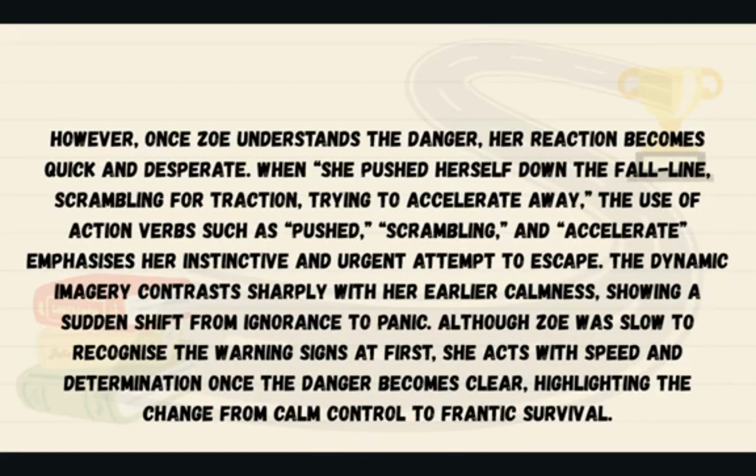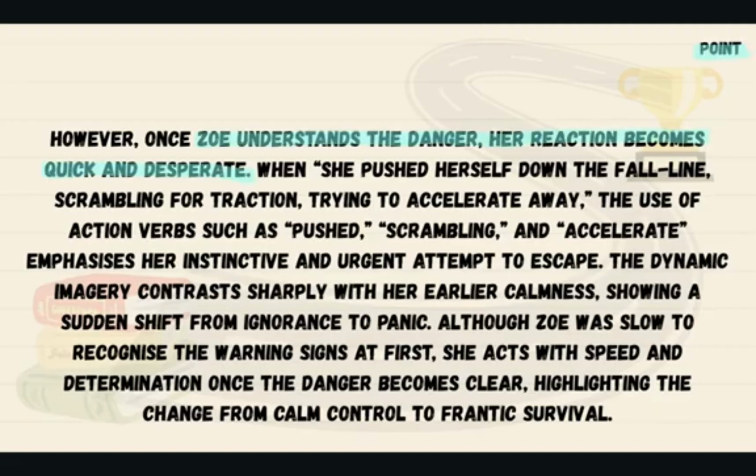Next paragraph here, I've said, however, once Zoe understands the danger, her reaction becomes quick and desperate. When she pushed herself down the fall line, scrambling for traction, trying to accelerate away, the use of action verbs such as "pushed", "scrambling", and "accelerate" emphasizes her instinctive and urgent attempt to escape. The dynamic imagery contrasts sharply with her earlier calmness, showing a sudden shift from ignorance to panic. Although Zoe was slow to recognize the warning signs at first, she acts with speed and determination once the danger becomes clear, highlighting the change from calm control to frantic survival.